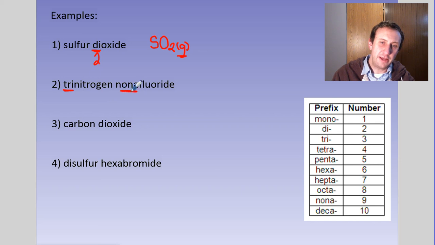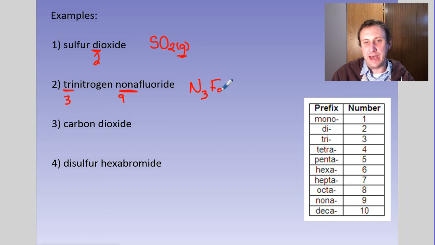Trinitrogen nonafluoride. So nona, look it up on those prefixes here. There they are. Tri is 3, nona is 9. So I got 3 of these, 9 of those. So I've got N, and then I put a little 3 afterwards, and then F, 9, and I pick a state. I feel like this could be a liquid. Let's make it a liquid. All right. Why don't you try out the next 2?